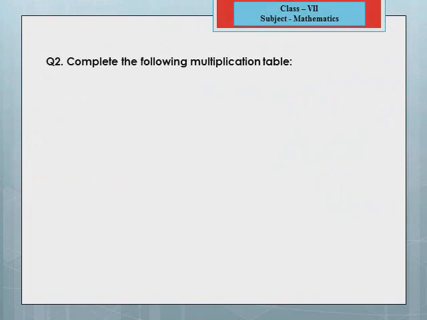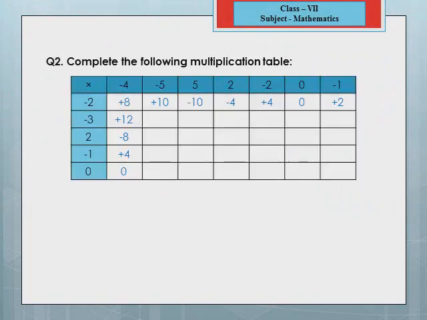Complete the following multiplication table. 2 multiplied by minus 4. Minus 2 multiplied by minus 4 will give you plus 8. Minus 2 multiplied by minus 5 gives you plus 10. Minus 2 into 5 will give you minus 10. Minus 2 into 2 minus 4. Minus 2 into minus 2 plus 4. Minus 2 into 0 is 0.